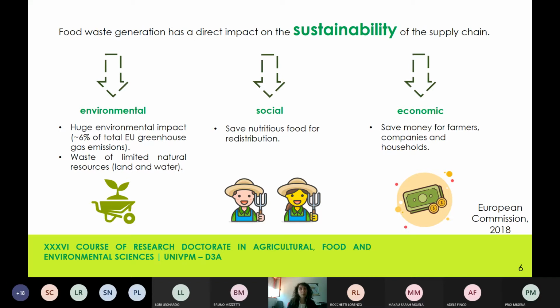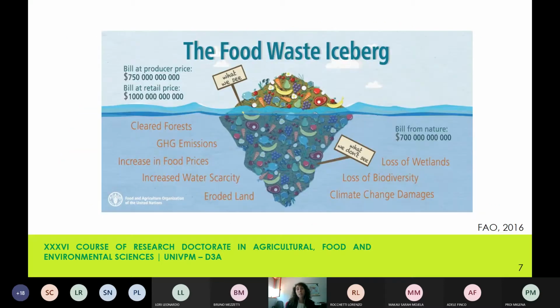For the economic part, if we discard the food or we remove part of the raw material that then should be transformed, we are renouncing some incomes and revenues for farmers, for stakeholders, but also for consumers. If we are discarding edible food, we are losing the money that we invested in the supermarkets and in the retailers. This representation by FAO graphically states what I was saying before.